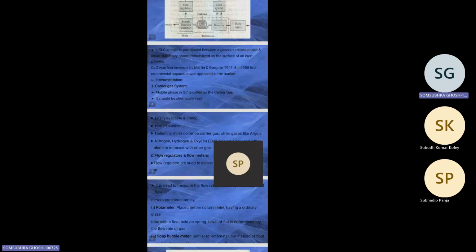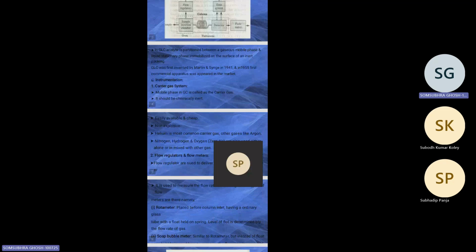So first is the carrier gas. See, carrier gas we are discussing in instrument, though it is not the part of the instrument, but still it has an important role in gas chromatography. So what is carrier gas? First of all, the carrier gas is the mobile phase. In gas chromatography, carrier gas is the mobile phase.